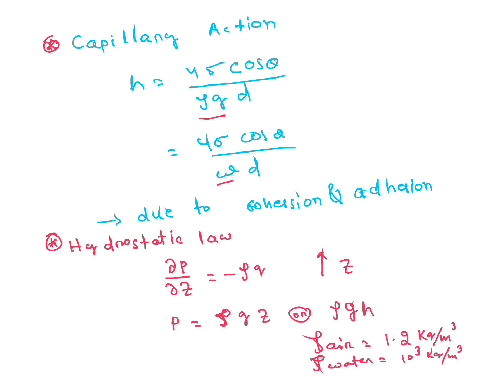This is also important. Then hydrostatic law, dp by dz equal to minus rho g for upward direction of z, and from here p equal to rho g z or rho g h. Standard value for air density is 1.2 kg per meter cube. Sometimes they may not give it in the question, so you have to remember the density of air and density of water. For air it's 1.2 kg per meter cube, and for water it's 10 to the power 3 kg per meter cube.